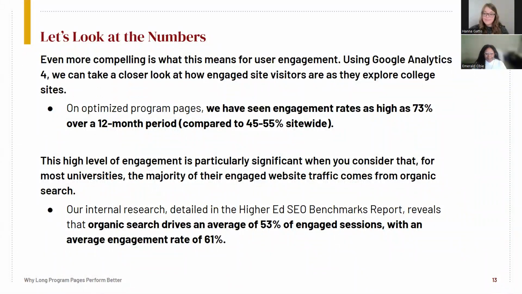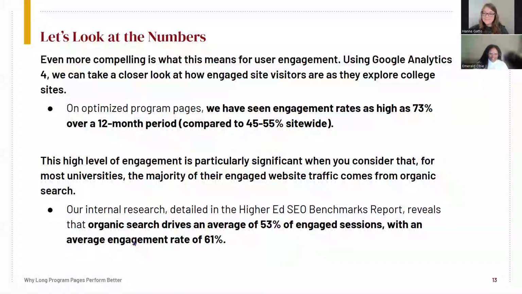That jump tells us that people on these pages are actively interested, meaning they are clicking, they're scrolling, and they're taking their time and reviewing the content. And we have seen in our research that this is because they're in a critical information gathering stage within their decision-making process. So where do these highly engaged visitors come from?